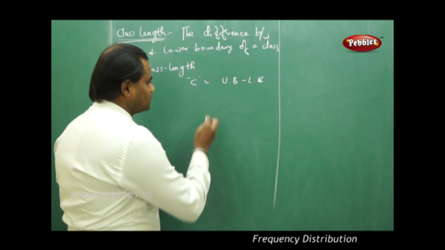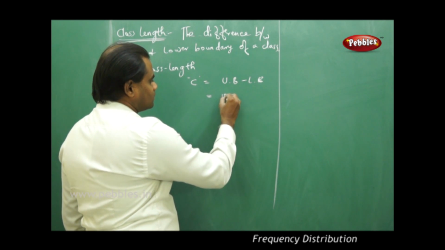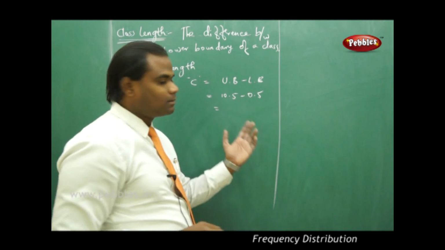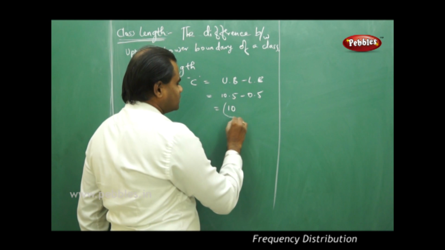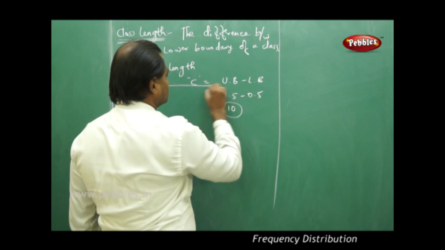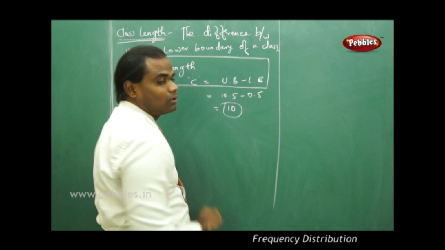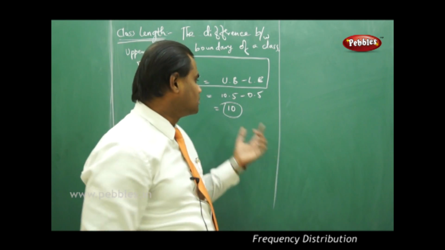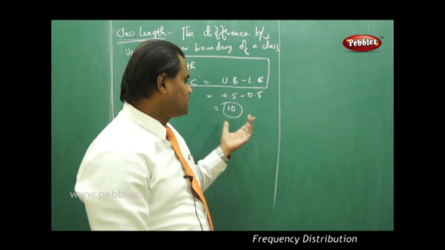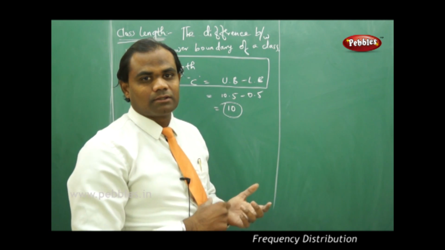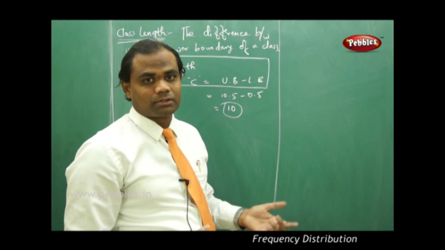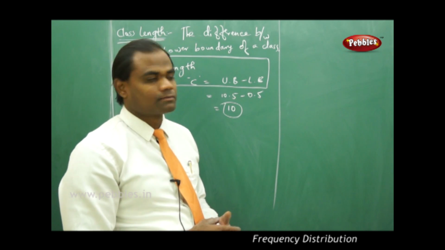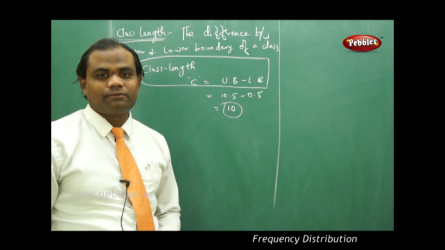In the previous case, with the first group, it was 10.5 minus 0.5. So in that example, I get the class length as 10, with the formula being upper boundary minus lower boundary. So the subtraction of the lower boundary from the upper boundary gives me the value of the class length. This makes me understand that the length of the class is each 10 students, 10 observations, or any 10 counted in particular situations. So that is how the class length is defined.